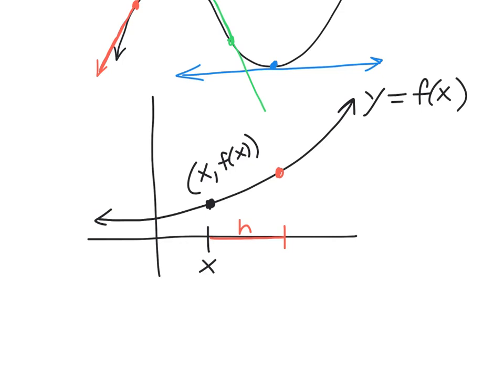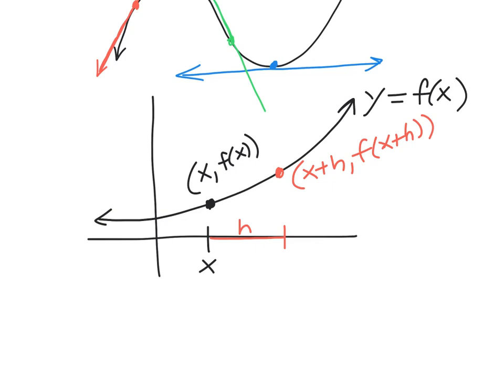So this red point has the coordinates what? X plus h, comma, f of x plus h, right? Does that make sense? So I'm at x, I go a distance of h away. Who knows what h is? I don't know. It could be really big, it could be really small.